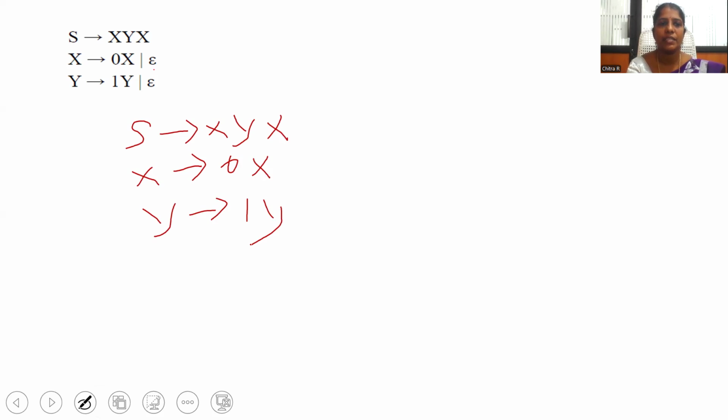The second thing is to check where epsilon is available and replace that variable. X tends to epsilon and Y tends to epsilon are the epsilon productions. First I will replace X. Wherever X is available in the initial production set, I am going to replace X with epsilon.